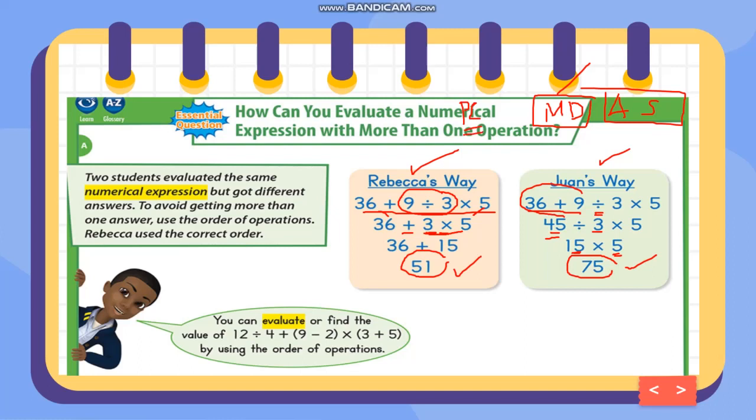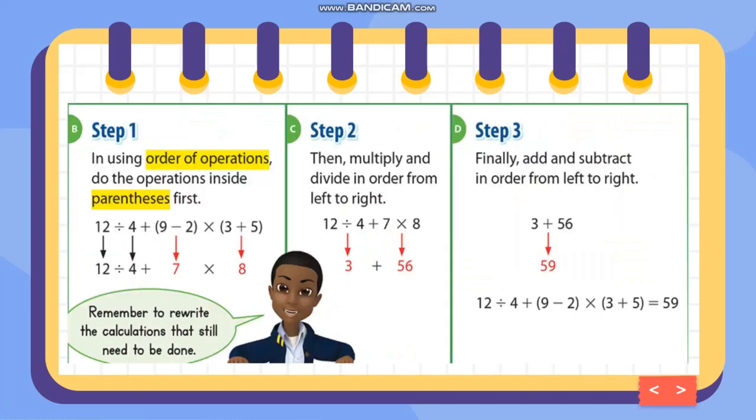Okay? So as I told you from the start, using the order of operations is very important in order to find the correct answer. Now, you can evaluate or find the value of 12 divided by 4 plus (9 minus 2) multiplied by (3 plus 5) by using the order of operations. So in using order of operations, do the operations inside the parentheses first. Why? By following the PEMDAS rule.